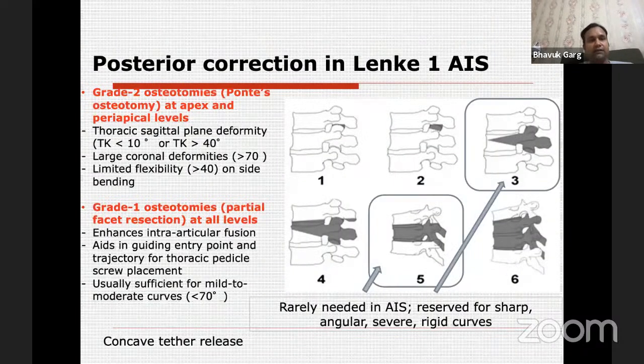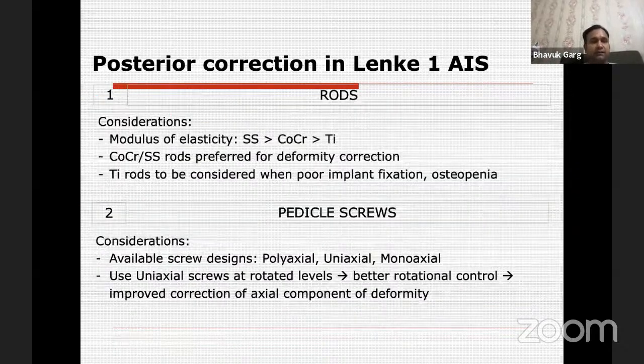Coming to the correction techniques, I always use only the posterior column osteotomies. I have stopped using the larger osteotomies in AIS. In very stiff curves, I also add the concave ribs release, which gives me greater correction. But I have stopped using the VCR or the PSOs in AIS because it depends upon the deformity angular ratio as well. It is not rewarding when you do VCR or PSO in an AIS. It is more rewarding in congenital cases where there is a sharp kyphosis or sharp deformity, but not in AIS.